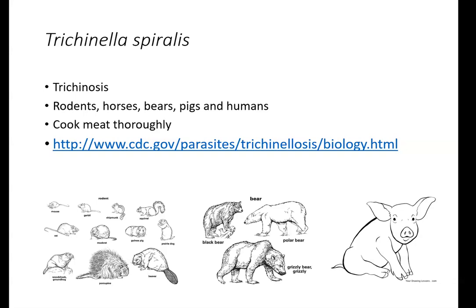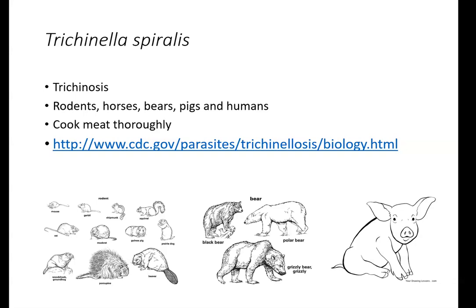Wild game is a more common source of Trichinella spiralis than your normal pork. You won't get this from a cow. You get this from rodents, you get this from bears, you get this from pork. And since most of the pork sold in the United States has been inspected, that's why we don't see a lot of Trichinella spiralis from pork. Now, wild boar, wild game, then yes, we're starting to see a little bit more of that.